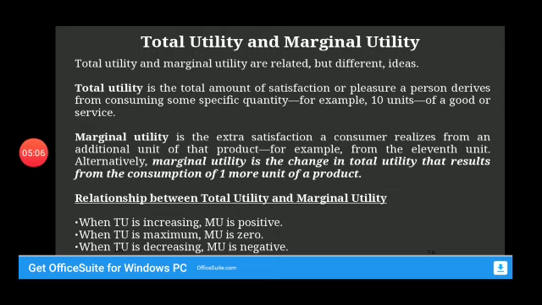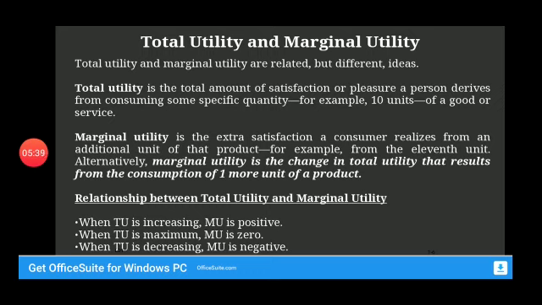Marginal utility is the extra satisfaction a consumer realizes from an additional unit of that product, for example, from the 11th unit. Alternatively, marginal utility is the change in total utility that results from the consumption of one more unit of a product. It is the change in total utility by consuming one additional unit of that particular product.